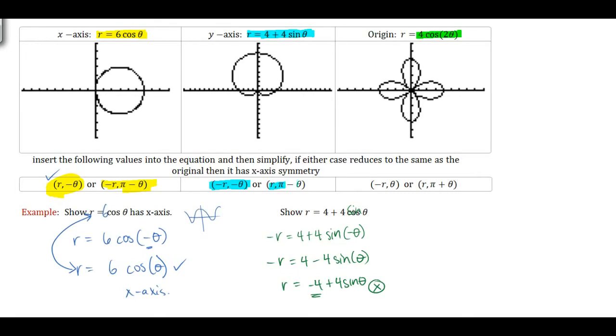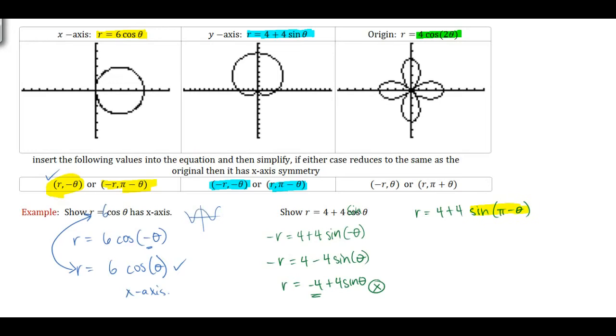But then you go in and you plug this guy in, and you hope something better happens. It better show us y-axis symmetry or I'm in big trouble. So first thing I'm going to do is leave the r alone, and then put in 4 plus 4 sine, and then take out the theta and put in pi minus theta. Now I'm feeling pretty good. I just got to show that that's the same as the original. Well, look what you got here.